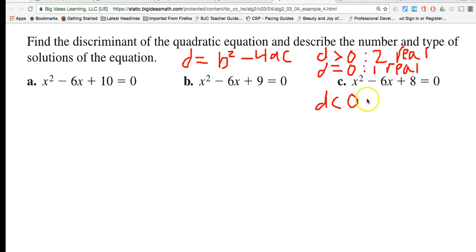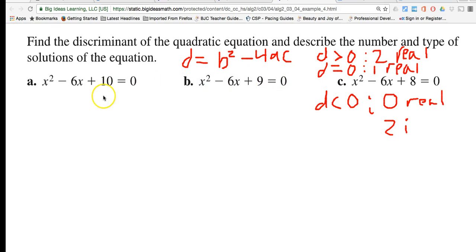If our discriminant is less than 0, what that means is we have 0 or no real solutions, and we have two imaginary. So I'm just going to write I here for imaginary. So make sure you copy this down right now if you're following along. You can pause and look at this or quickly jot it down in your notes.